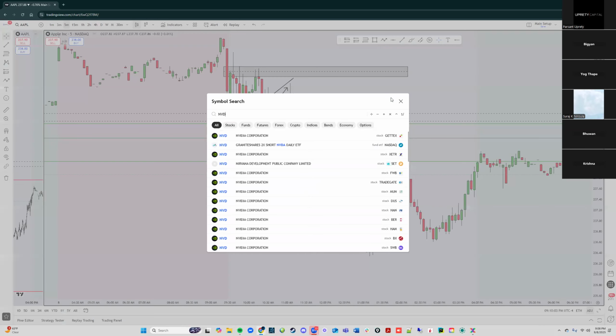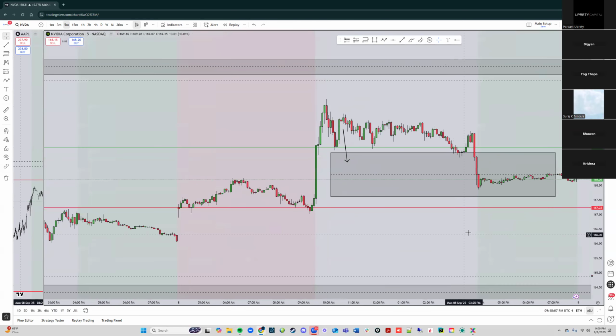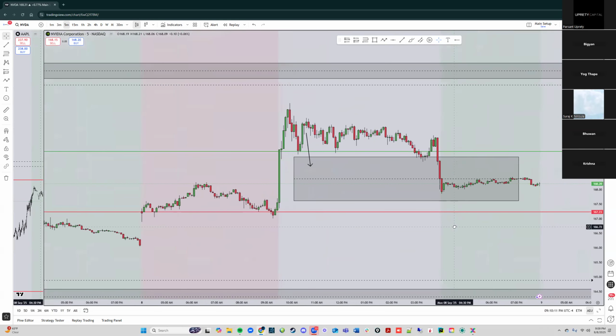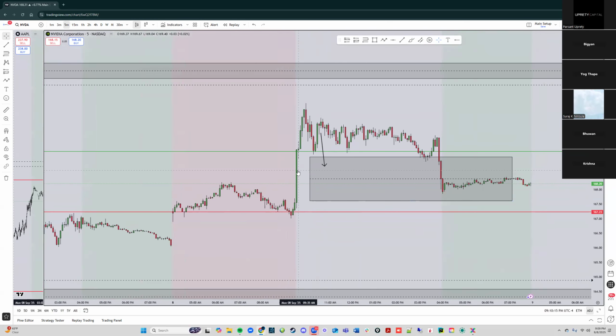Then let's take a look at Nvidia. I think Praveen and Kirandai and a few other people were asking me about this setup and how I was able to get in. This right here is a huge, huge buyer's candle. This is called imbalance.